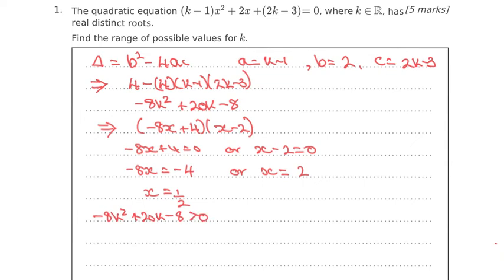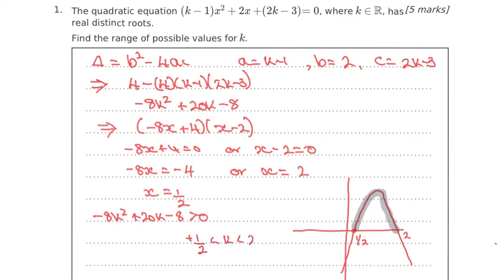Because we have two real distinct roots, we want minus 8k squared plus 20k minus 8 to be greater than 0. If we draw ourselves a little diagram, because a is minus, we know we've got an upside down parabola. We know our critical points are a half and 2. And we want everything greater than 0, so we want all this part. So our possible values for k are a half less than k less than 2.